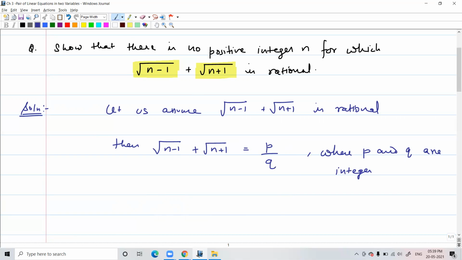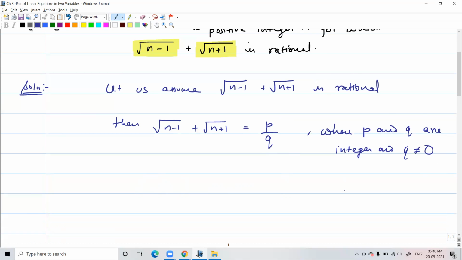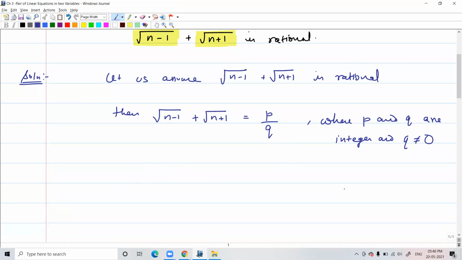I've not done anything. I've just assumed that it is rational, and then if it is rational, I'm writing it in the form of P by Q, where P and Q are integers, and you know that Q should not be equal to 0 because Q is in the denominator. So denominator should never be 0. That's why we specifically mentioned this. Anyway, once we are done with that, what can we do? Anyone can still think of something? Can you think of any approach how we can arrive at a contradiction here?